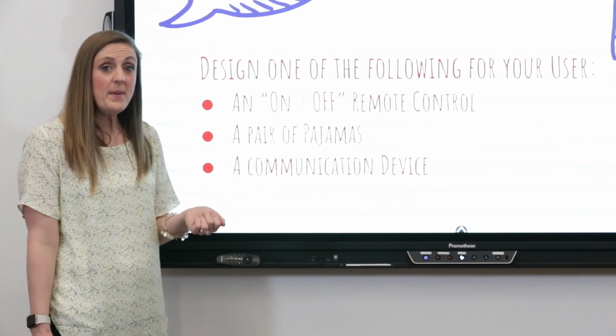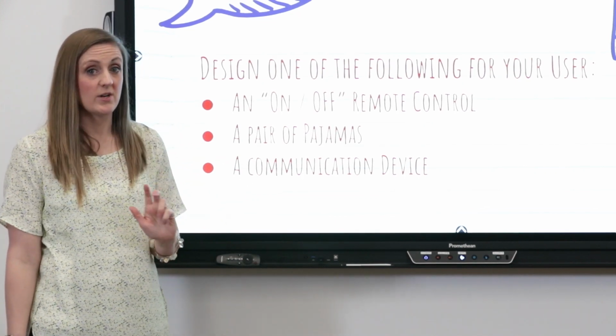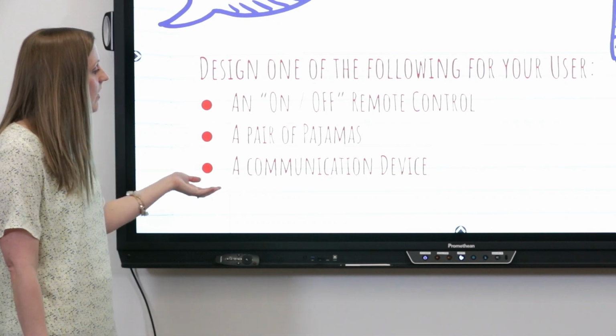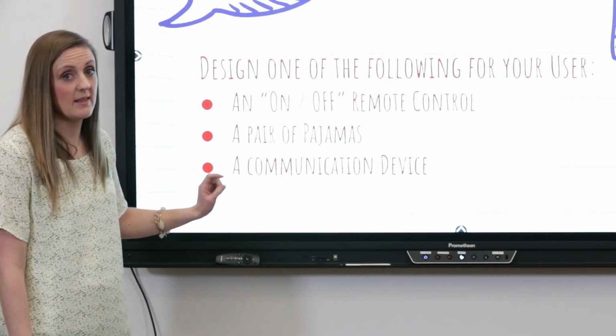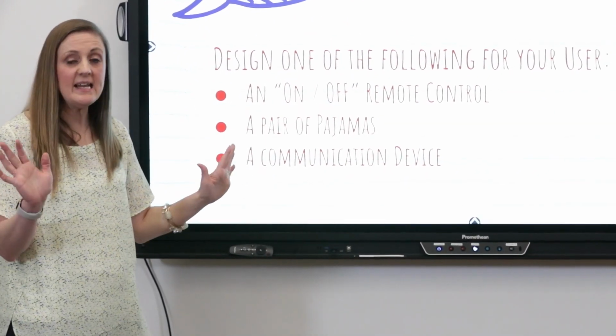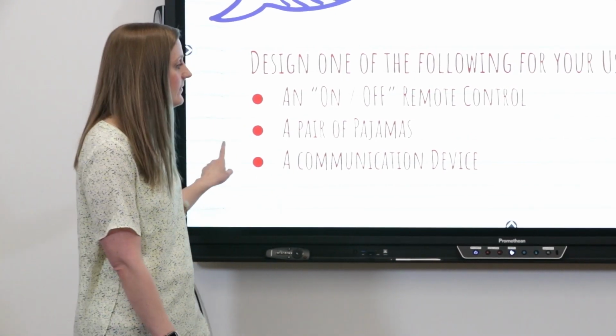Or design a pair of pajamas. A merman, a spy, or a giant might need a pair of pajamas. Or a communication device. Design something that would allow them to talk to somebody that's not right in front of them. And it can be anything you want. This is where you get to get really creative.